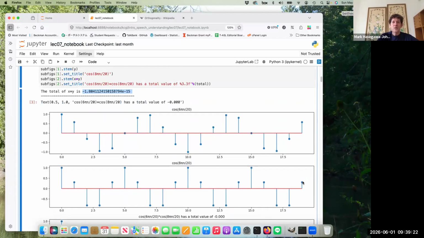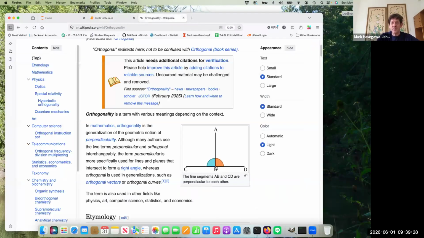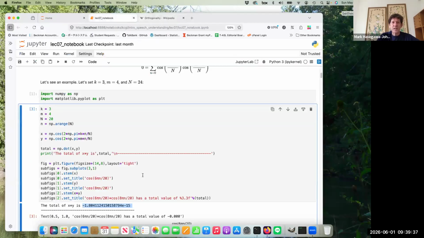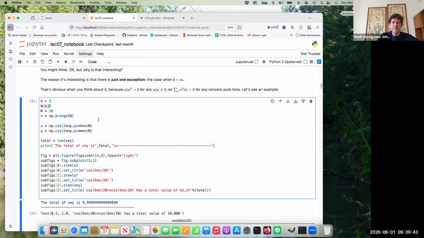Right? So that's kind of nice. That's just like perpendicularity, right? It's like AB casts a size 0 shadow on the line CD. The shadow is 0, they're perpendicular, they're exactly orthogonal. That's important for us because of the one exception. The only exception is if k is equal to m.